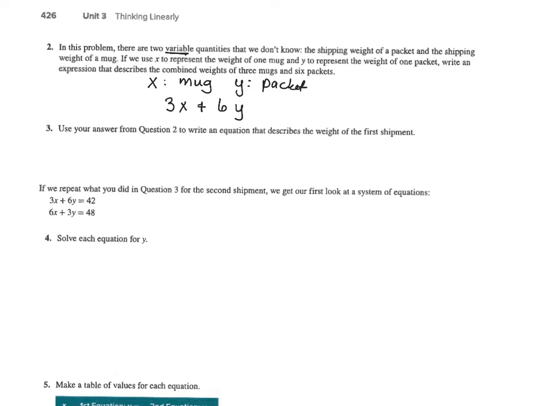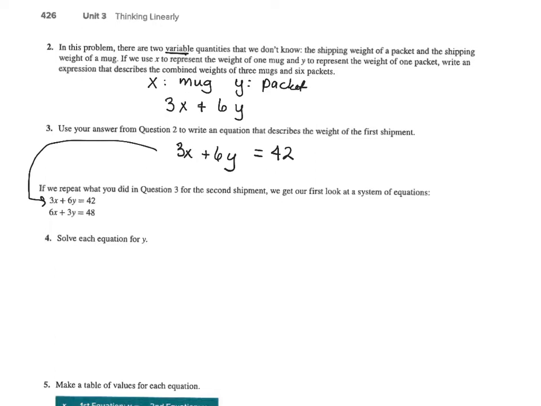And then on question 3 it says use your expression from question 2 to write an equation that describes the weight of the first shipment. They told us that first shipment weighed 42 ounces. So my 3 mugs and my 6 packets would be 42 ounces. Well, look what we see here. There's our equation. If we repeat what you did in question 3 for the second shipment, we get our first look at a system of equations.